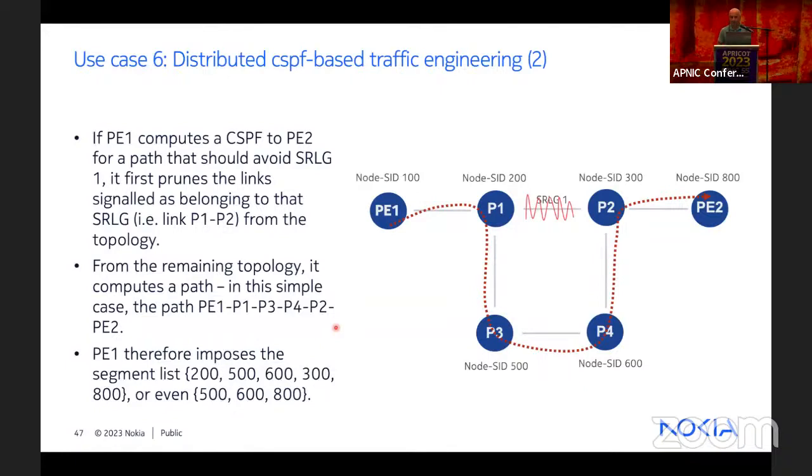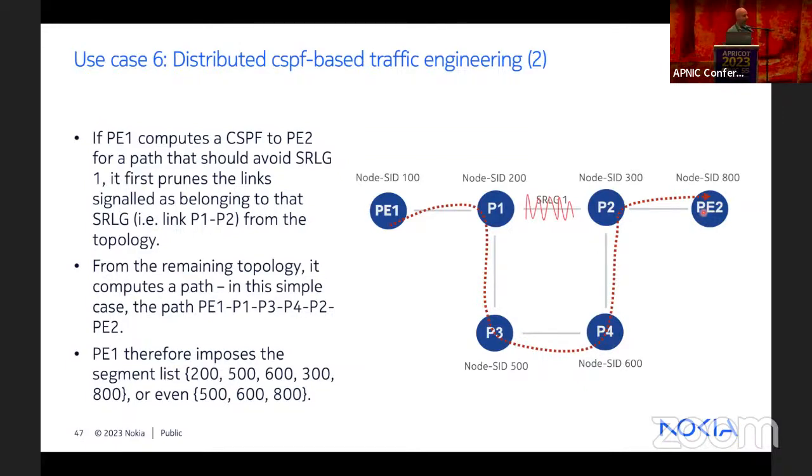Yeah, that makes sense. Instead of doing 200, 500, 600, 300, 800, we can just do 500, 600, 800. Do you know why that works? Because this link is not down. Remember, this link is not down, which is avoiding it. So if you put 500 there, the shortest path between P1 and P3 is P1, P3, which is what you want. And then you put 600. You can't put 300, because the traffic could go this way. So you put 600 to make sure it goes to the next hop. And then you put 800 because that's going to be the shortest path. So that's one of the ways of achieving it.